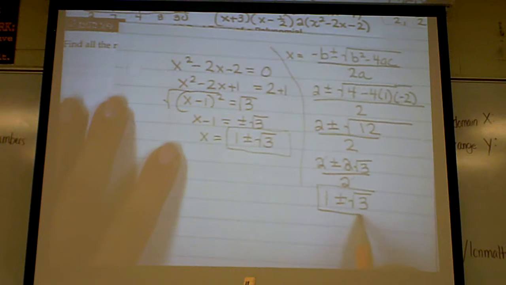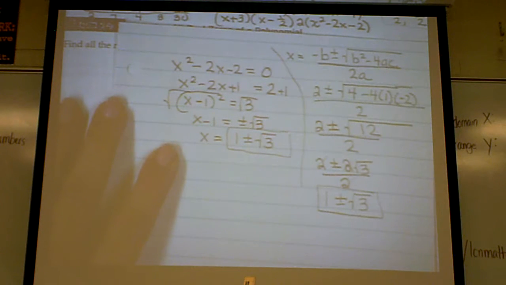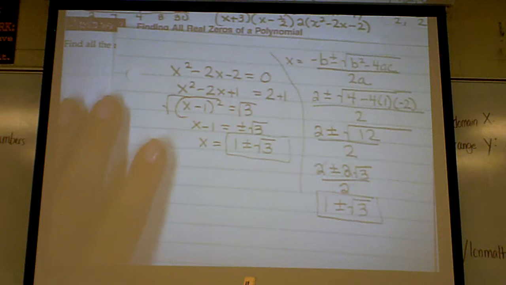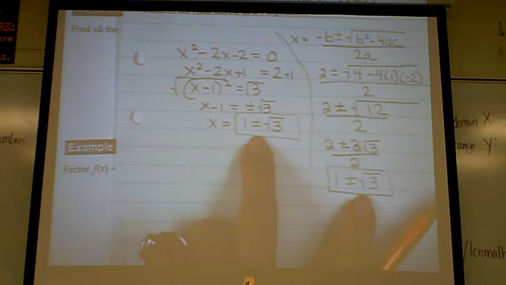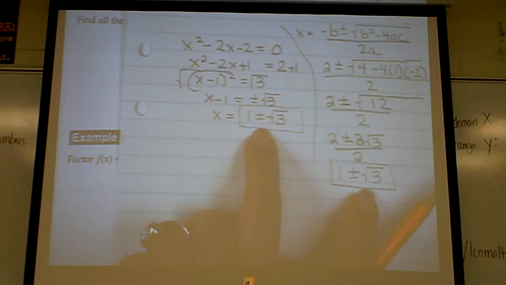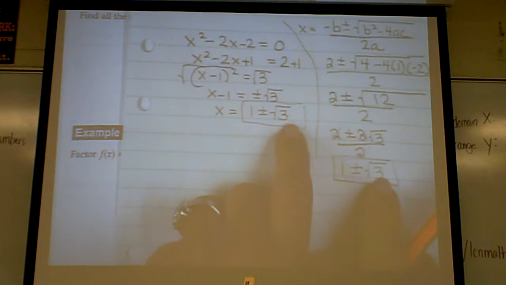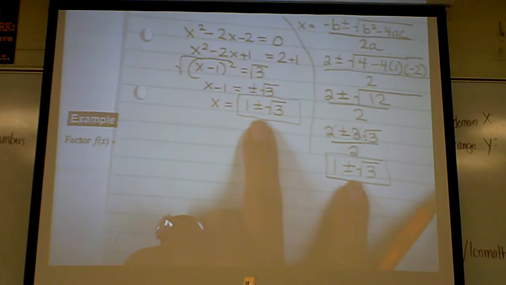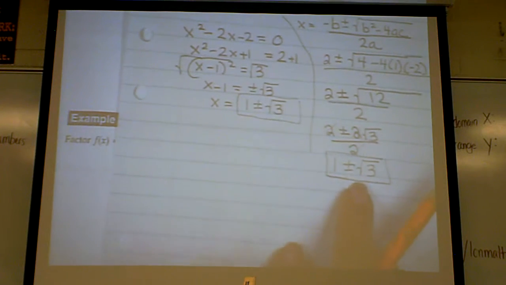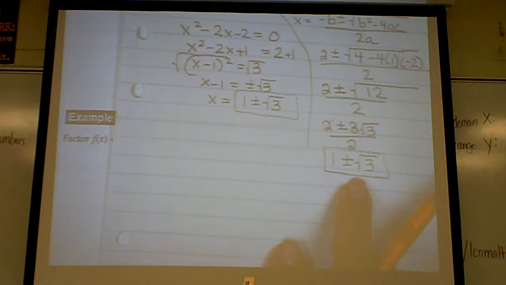Now, let's answer our question 1 and 2. What kind of answers are these? Are these rational? Are they real? These are real. When are they not real? When there's a negative under the radical. Those are not real. But these 2 zeros, well, these are the same. These 2 zeros are irrational.